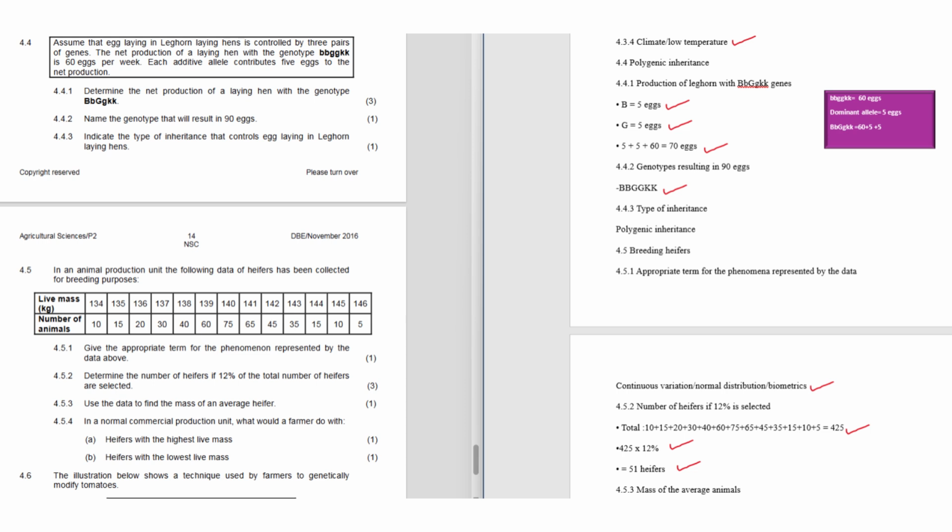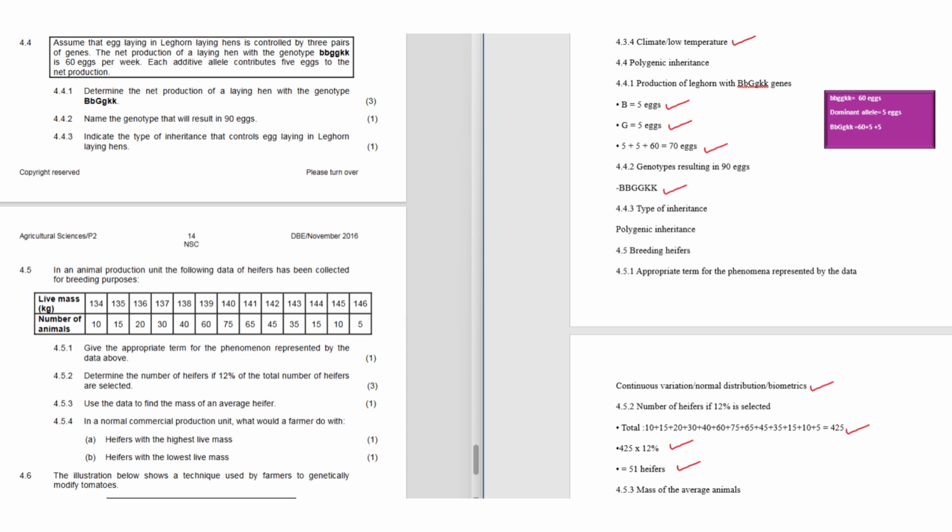On 4.5, in animal selection, the following data is being collected for breeding purposes. The table has live mass, kg, and the number of animals. And we have these values, 13 values at the top, then 13 values at the bottom. Then 4.5.1, we see a complete range of phenotypes of a quantitative characteristic. And these quantitative characteristics are showing weight gain range.